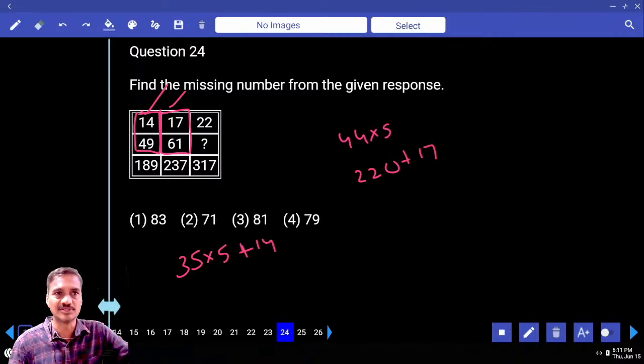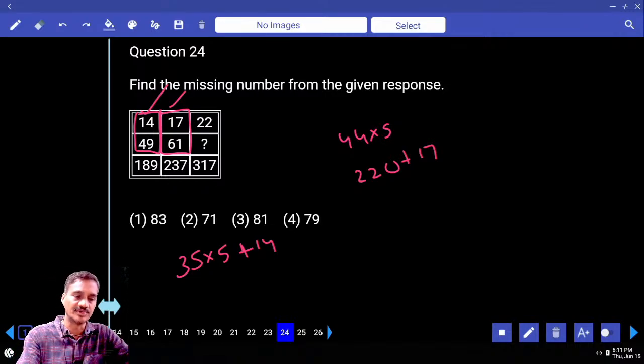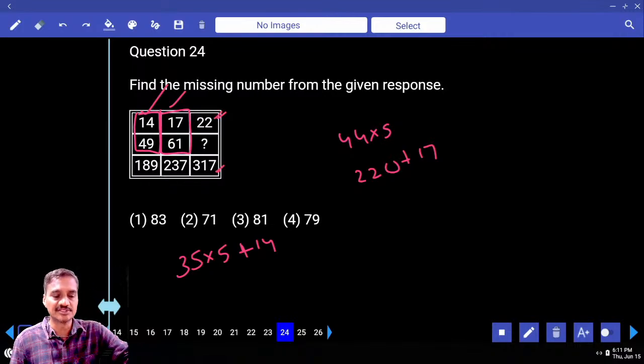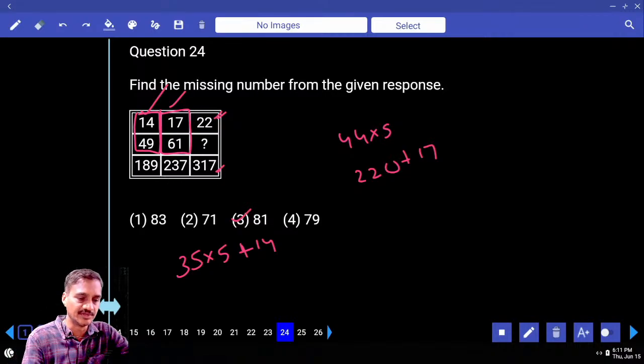Are you following the same logic or not? Then in this one, 22 and 317. Now finally 22 must be added to this one or not? If you subtract 22 from this 317, what do you get? 295. Now this 295 must be divided by what? By 5, since we are doing into 5. Then what is the number we have? 81.